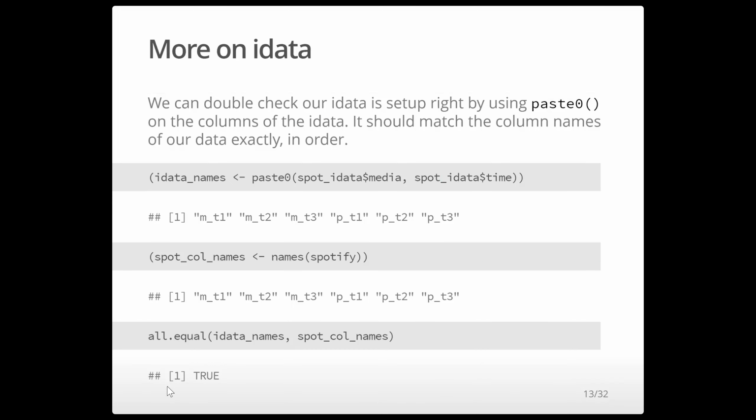And so we want to double check that our iData is set up the right way. To do this, we can use the paste zero function to check that the columns of the iData reproduce the column names of our actual data. So here I'm going to use paste zero to paste together the two columns of my iData. You see those give me back the same column names from my actual data, and these should be in the same order as well. And I can check this with the all equal function to see if these two match up. And so we see that the pasted elements of my iData match up to my column names in my actual data.